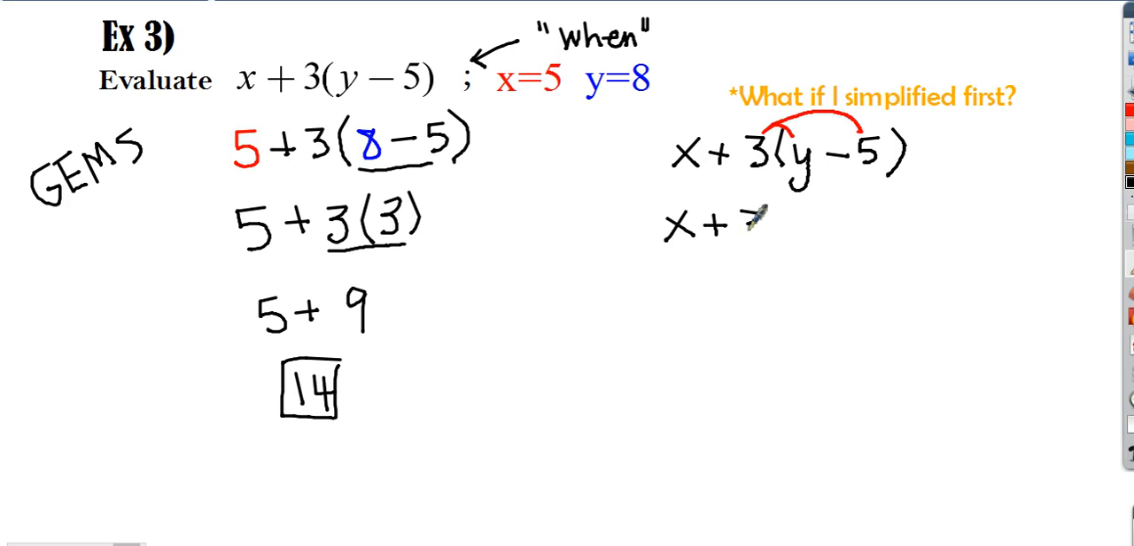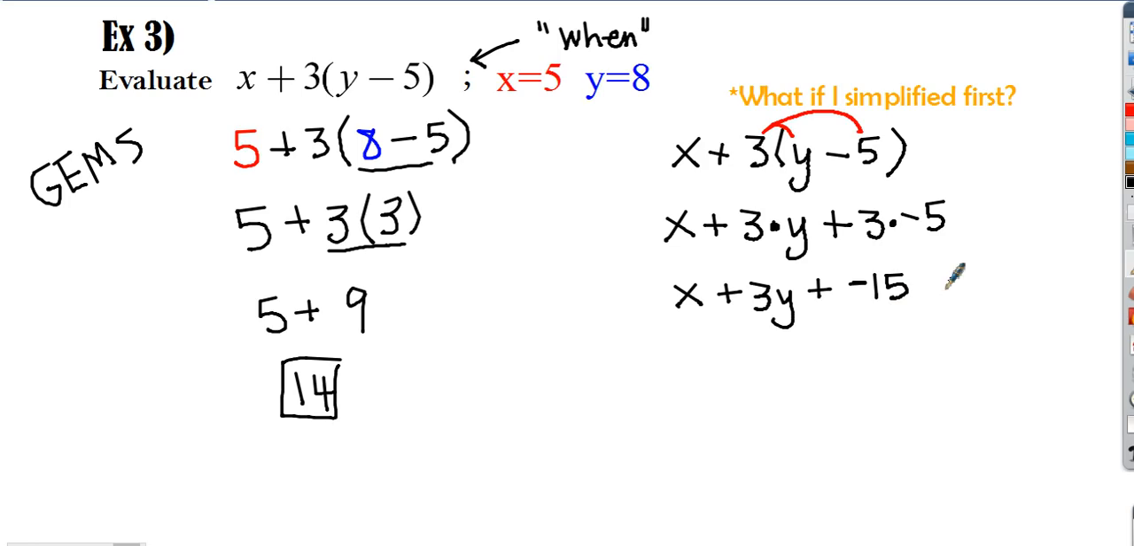So then copy down the x, because there's no parentheses, and then copy down the plus sign. Now we have positive 3 times y, always plus, positive 3 times, this time it's negative 5. Then you're going to get x plus 3 times y is 3y plus 3 times negative 5 is equal to negative 15. And we're going to stop there because this is the simplest form. There aren't any more like terms.